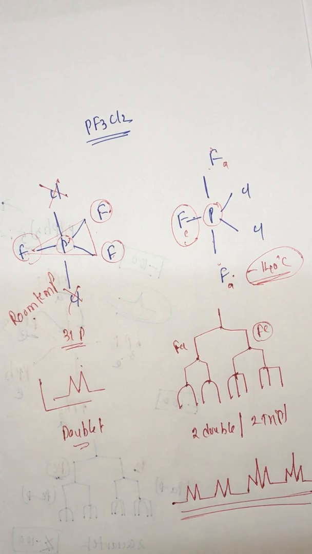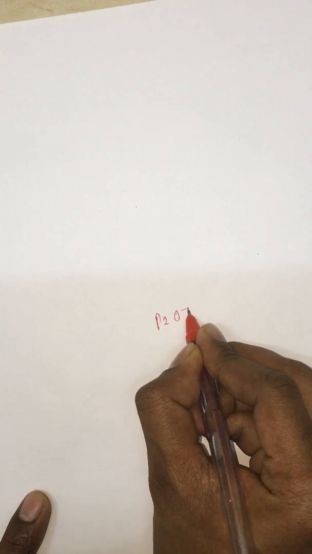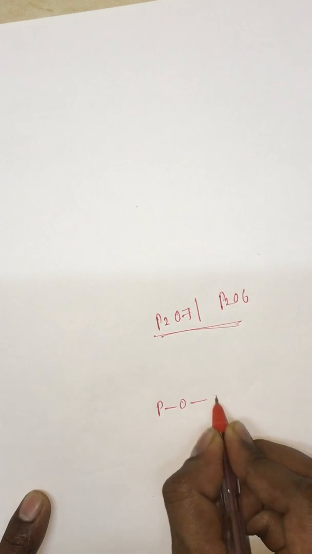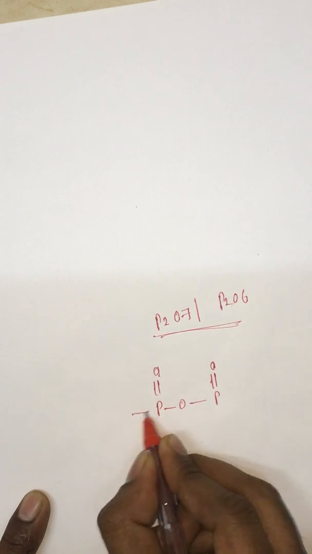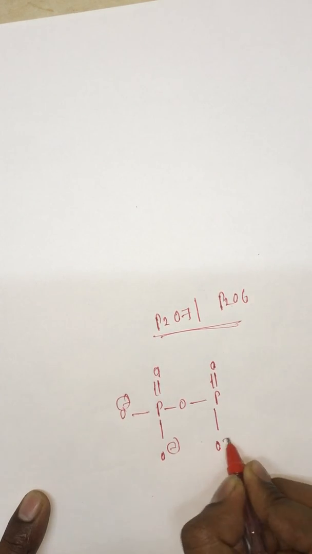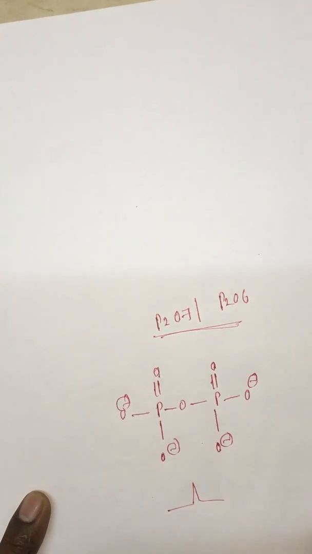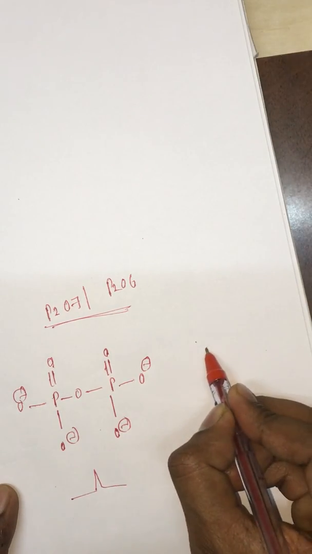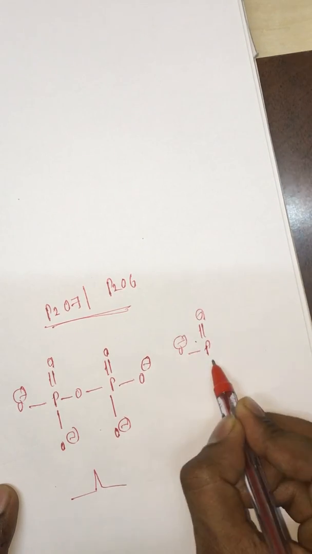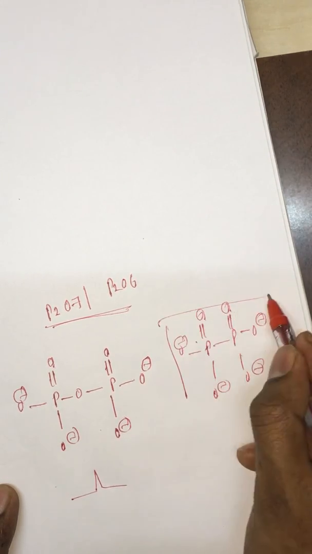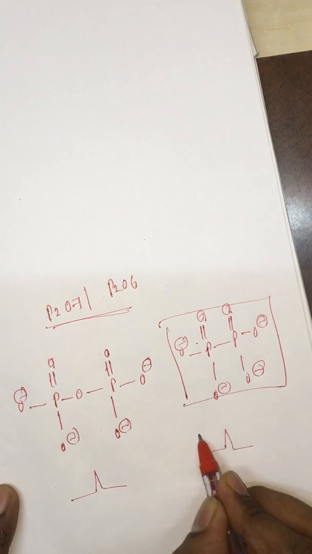This is about NMR. One last example: P2O7 and P2O6. If we see the structure for this P2O5, it looks like this. In this case, both phosphorus atoms are in an equivalent environment, so we will get a singlet. And if we see P2O6, the structure looks like this: O minus, and here also O minus, double bond O, O minus and O minus. So here also both the phosphorus atoms are in an equivalent environment, so we will get a singlet.